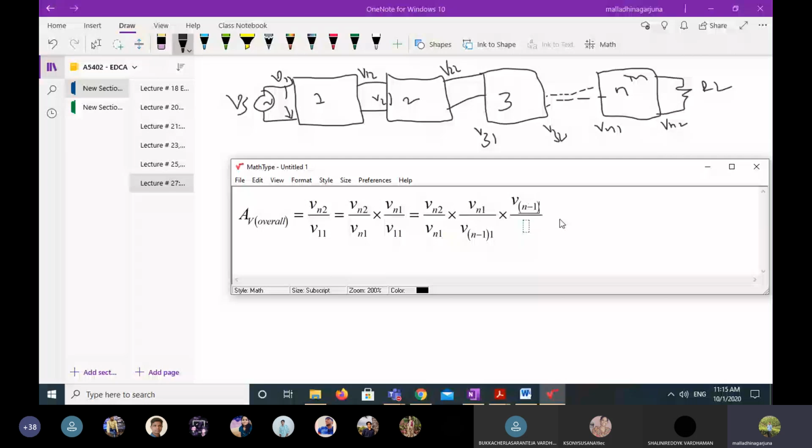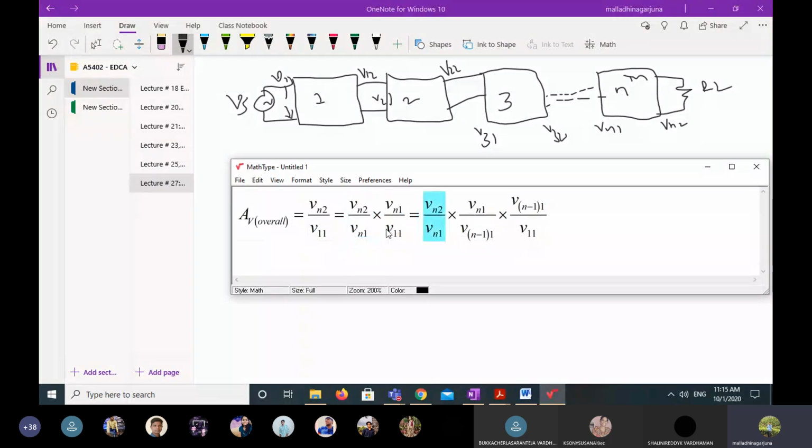This I can convert like this. Okay, so just to understand this equation: output by input, Vn2 by Vn1 by V11. What I am doing is writing Vn2 by Vn1, and again Vn1 by V11 here. Okay, so the Vn1 gets cancelled, so Vn2 by V11 you will get as it is. I am keeping this term as it is. I am not changing anything.